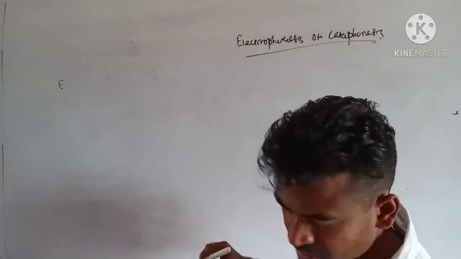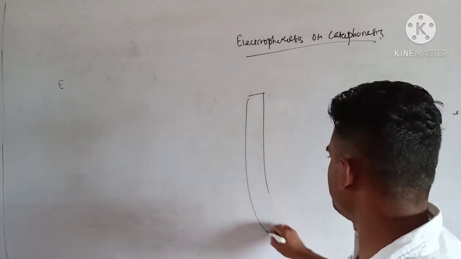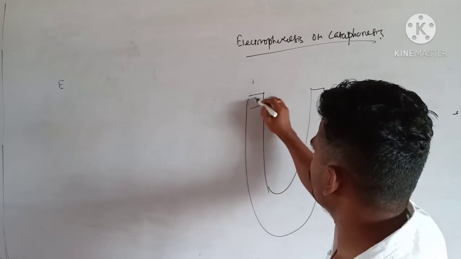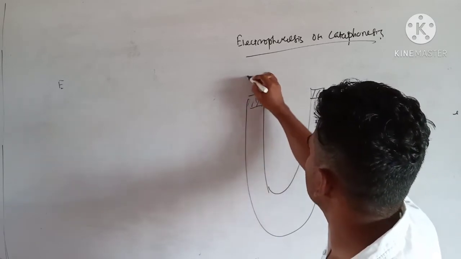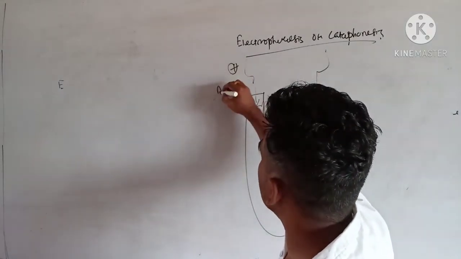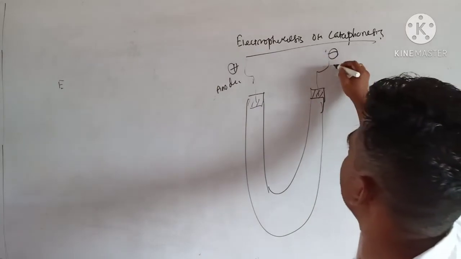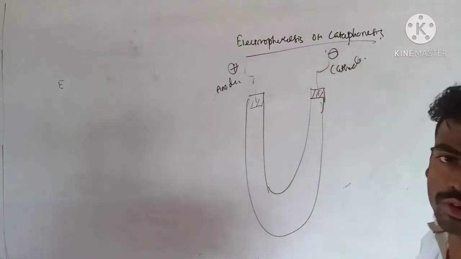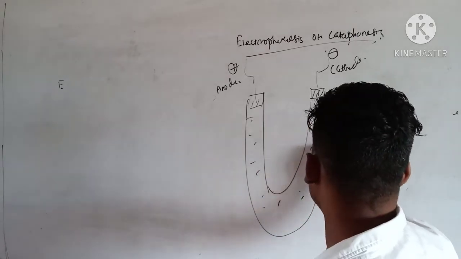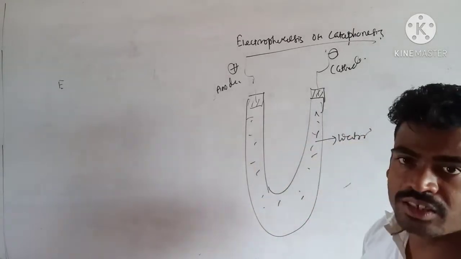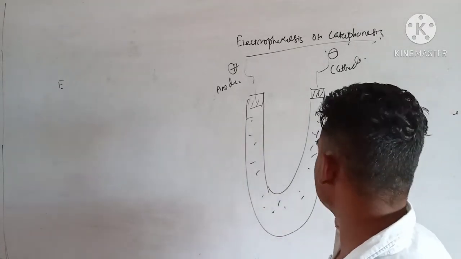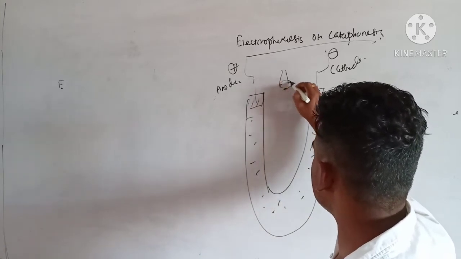So a very simple experiment is there. You just consider a U-shaped tube over here. Within this tube you take two electrodes over here. One is positive, that is the anode, another one is negative, that is your cathode. Here just take water as your dispersion medium. Then you need to provide the colloidal solution over here. Then a reservoir is connected over here.